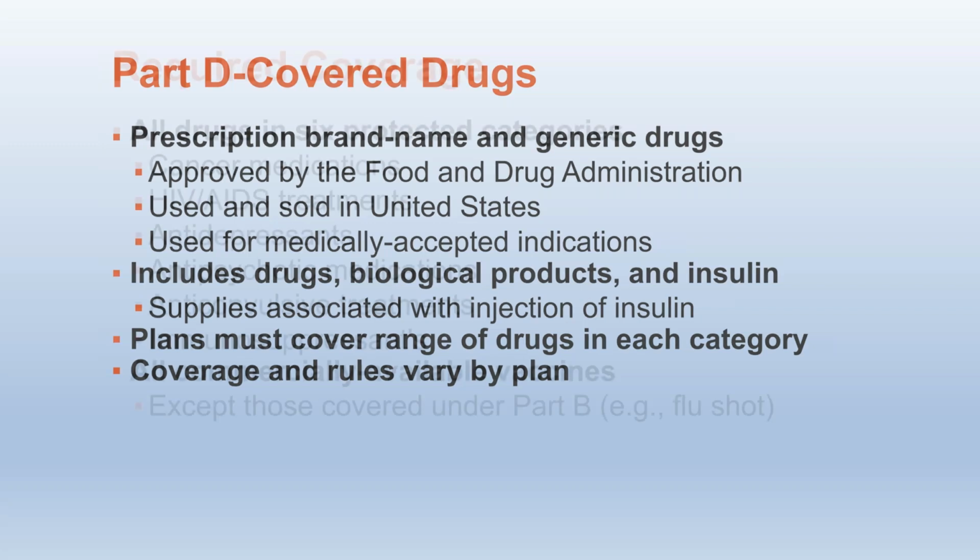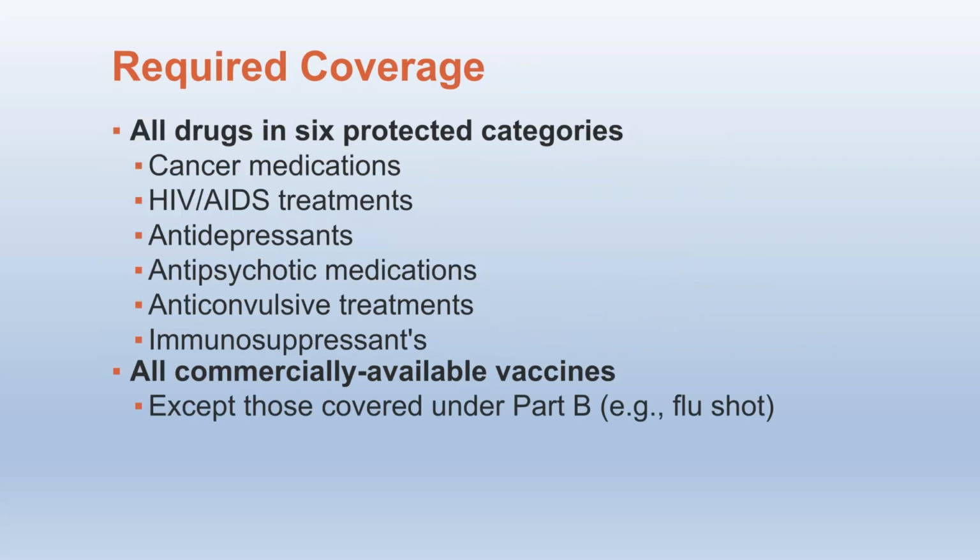All plans are required to cover these 6 protected categories shown here, and all commercial available vaccines except those that are covered under Part B, for example, flu shot.